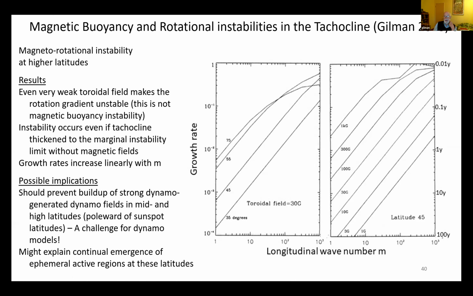It makes it very hard to generate strong toroidal fields in high latitudes by dynamo action, because this stuff's going to break up and come out at very high wedge numbers. And I suggested in the paper that maybe this explains the continual emergence of ephemeral active regions that we see at high latitudes.